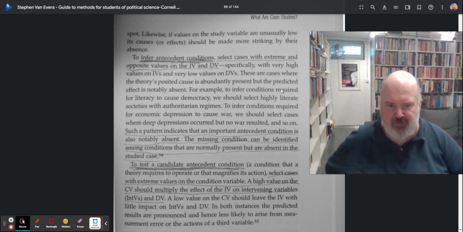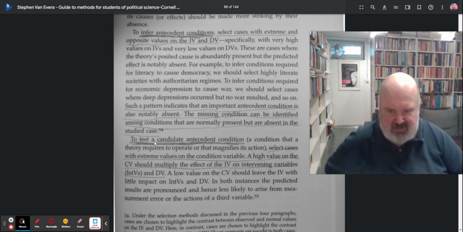These are cases where the theory's posited cause is abundantly present, but the predicted effect is notably absent. For example, to infer conditions required for literacy to cause democracy, we should select highly literate societies with authoritarian regimes. To infer conditions required for economic depression to cause war, we should select cases where deep depression occurred but no war resulted, and so on. Such a pattern indicates that the important antecedent condition is notably absent. The missing condition can be identified among conditions that are normally present but are absent in the studied case.